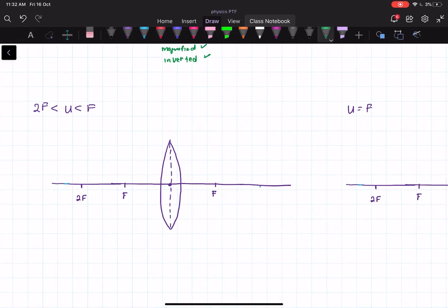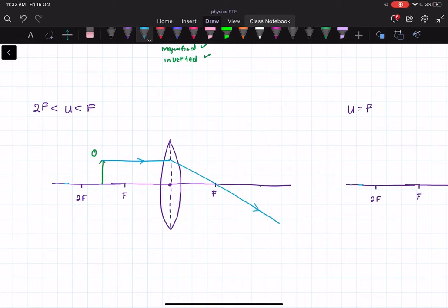Objek adalah di antara 2f dan f ya. Objek diletakkan di antara 2f dan f. So let's say your object is placed at here between the f and the 2f here. So let's draw the first ray diagram. Yang ray diagram pertama menyatakan light ray parallel to principal axis. Okay, sinar cahaya yang selari dengan paksi utama akan dibiaskan melalui titik f. So we're going to have a light ray passing through the f point here.